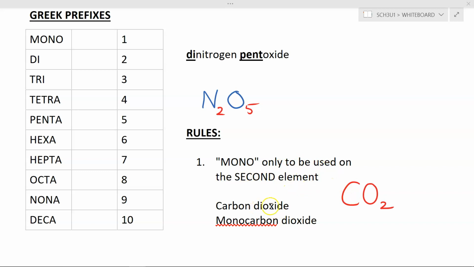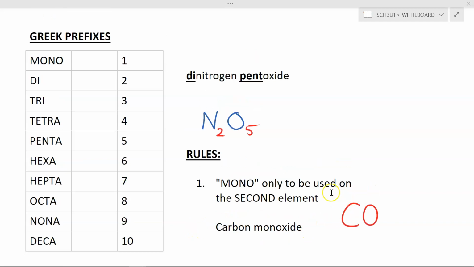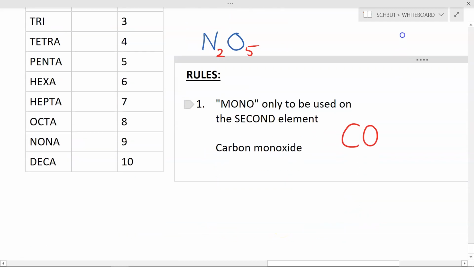All right, so carbon dioxide, carbon dioxide. You don't call it monocarbon dioxide, so the mono is not necessary for the first element, but it is necessary for the second element. So in this example, I would say carbon monoxide, because there's one each. You don't say monocarbon monoxide. And that brings us to our second rule.